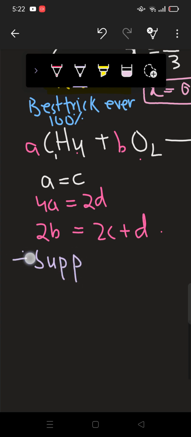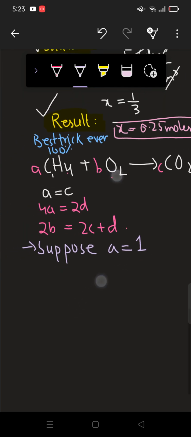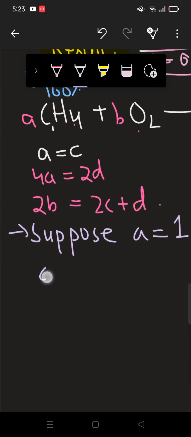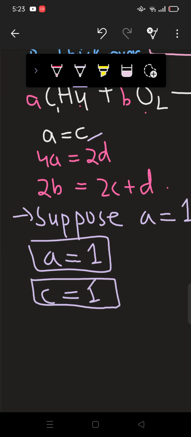Suppose A is equal to 1, right? When we have made A equal to 1, and A is equal to C, it means the C value will be equal to 1 as well. We have got our two values, A is equal to 1, C is equal to 1.